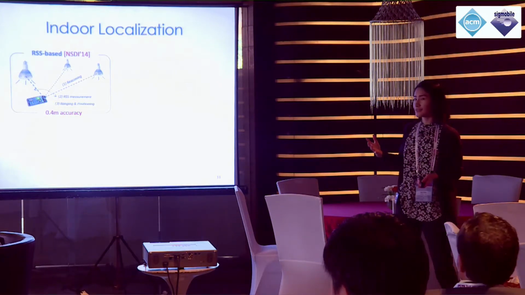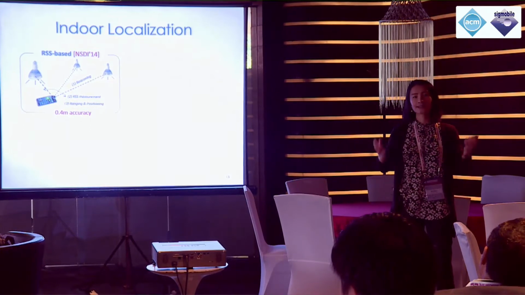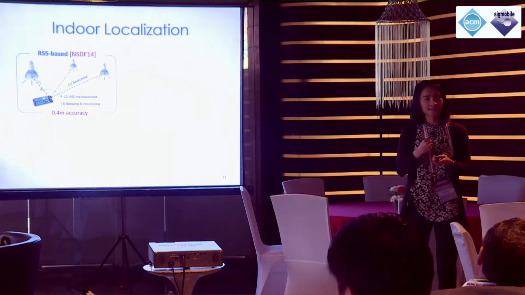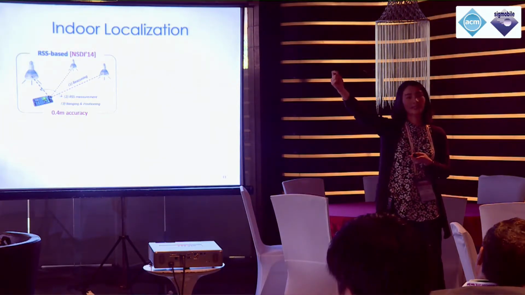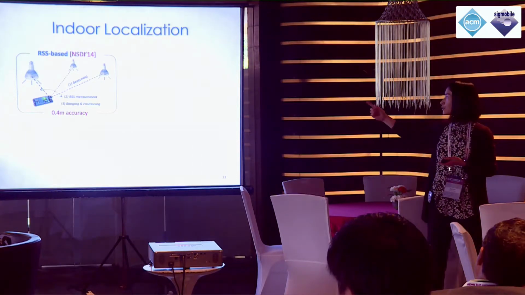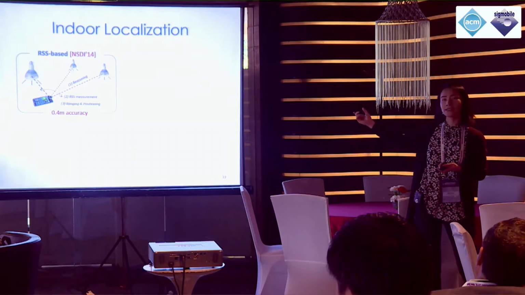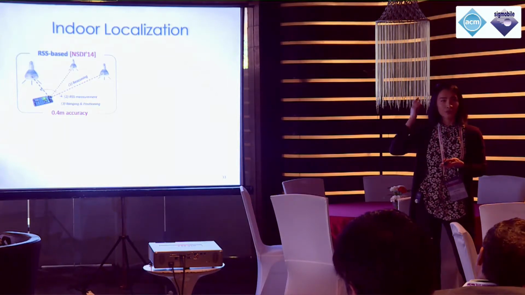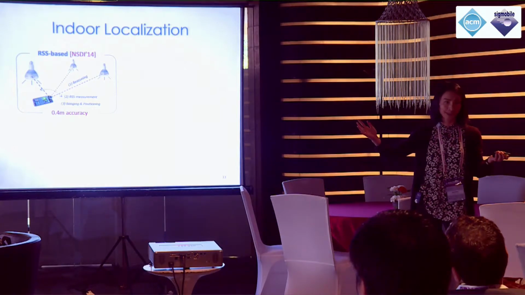The idea is if you can separate the light signals from different luminaries, you can estimate the distance to each luminary based on the intensity you received from each light, and then you can use triangulation to determine your location. This was a paper published in NSDI 2014, and they implemented a light beacon at the luminary side to allow the receiver to separate the signals from different light sources.